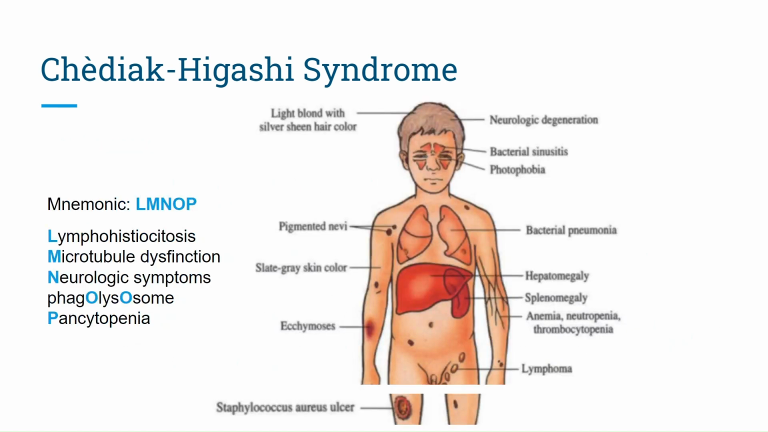The mnemonic here, so think of Chediak-Higashi, Sir Chediak-Higashi bringing in his list of demands, LYST obviously for the lysosomal trafficking protein, and then in that list it's in alphabetical order, LMNOP, so lymphohistiocytosis, microtubule dysfunction, neurologic symptoms, phagolysosome, pancytopenia. And then here's a picture depicting all the affected areas with Chediak-Higashi syndrome.